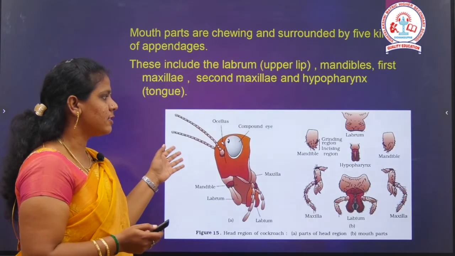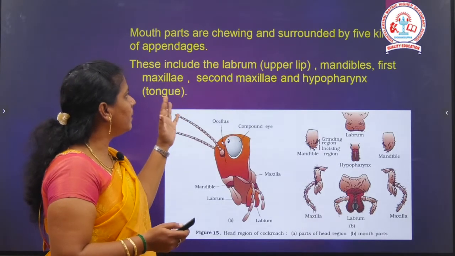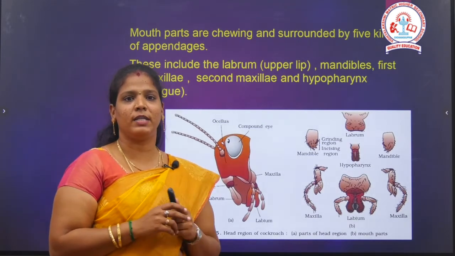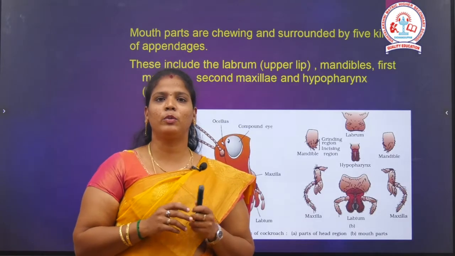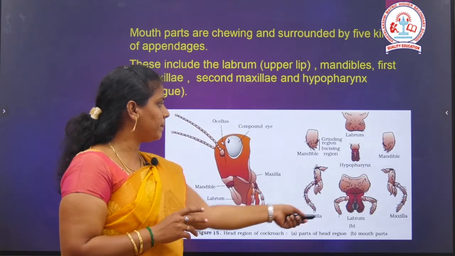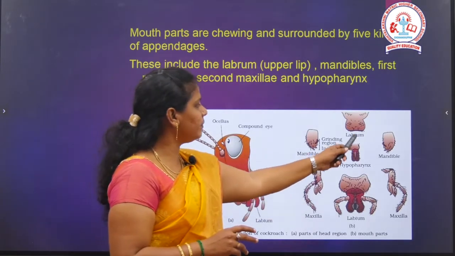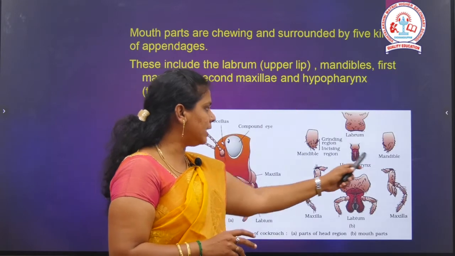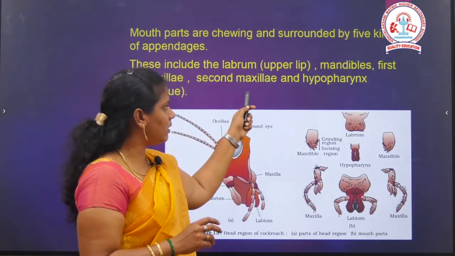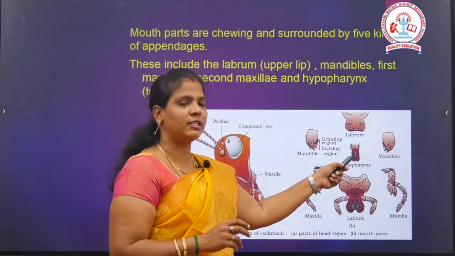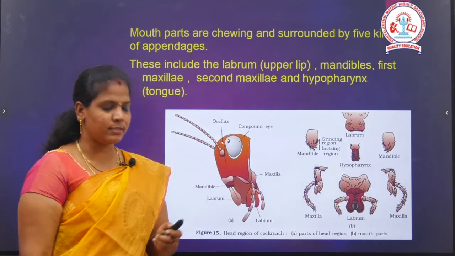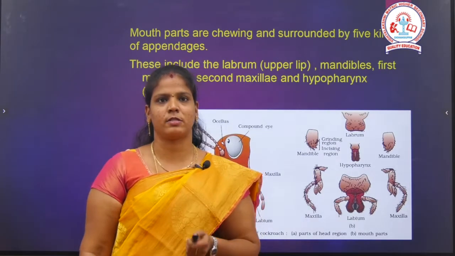Next are the mouth parts, let us discuss them. The mouth parts consist of 5 kinds of appendages, together we call them the mouth. It is used for chewing and biting. These are the different appendages of the mouth. One is the labrum, called the upper lip, then the mandibles, which are used for biting and chewing, and then the maxillae, second maxillae, and hypopharynx. Hypopharynx is nothing but the tongue of the cockroach, and the labium is the lower lip of the cockroach.